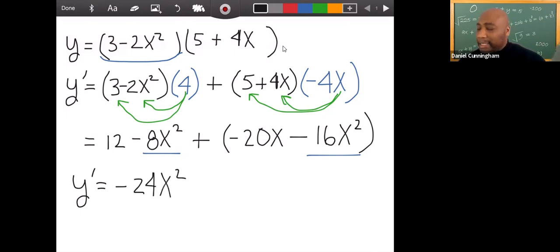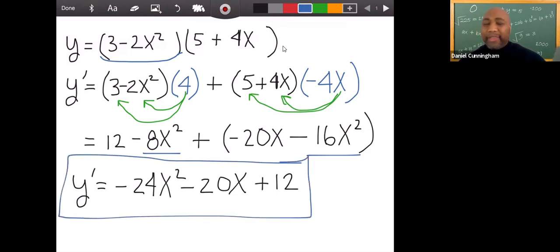And the next one I'm going to write is minus 20x, and then I'll write the constant plus 12 last. You don't have to do it that way, but that's normally how we do it in math. And if you have answers in the back of books, they're usually going to write it in this particular way. And then that's our answer.